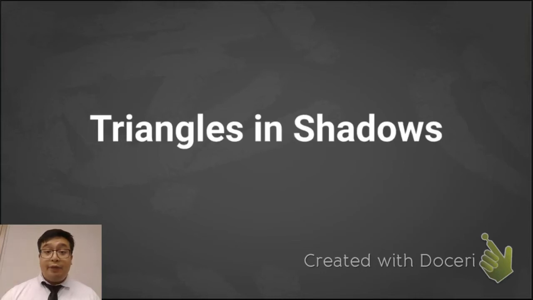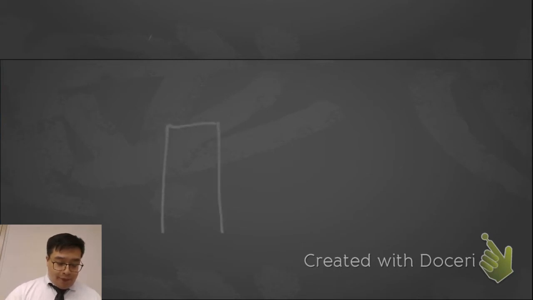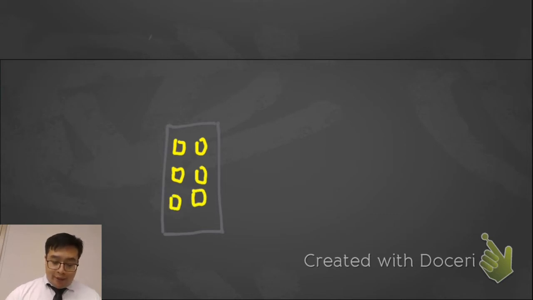Hello everyone, in this video we'll be looking at the triangles made from shadows. So let's take a look at this situation here. Suppose we had two objects. The first object is going to be this tall building. Just to show that this is a building, let me draw some windows in here. So we have this tall building. And let's suppose our second object is going to be this stick placed in the ground.